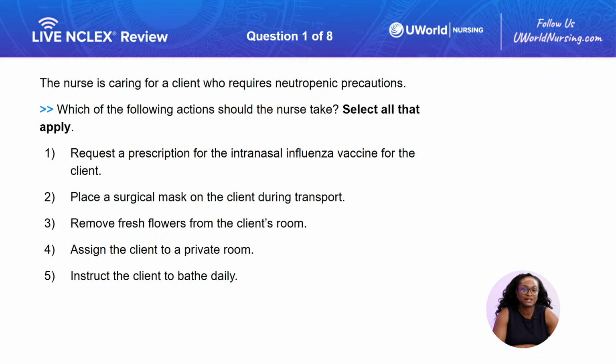The nurse is caring for a client who requires neutropenic precautions. Which of the following actions should the nurse take? Select all that apply. Option 1, request a prescription for intranasal influenza vaccine for the client. Option 2, place a surgical mask on the client during transport. Option 3, remove fresh flowers from the client's room. Option 4, assign the client to a private room. Or option 5, instruct the client to bathe daily. Let me know what you guys think in the chat for this very first question.